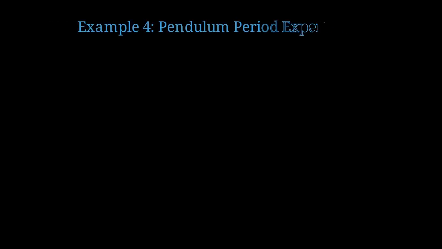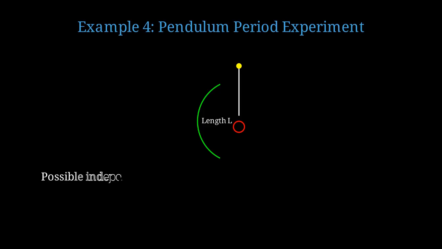Let's do one more detailed example. You're investigating what affects the period of a pendulum, the time for one complete swing. Here's a simple pendulum. A mass hangs from a string of length L. You pull it to the side and let it swing back and forth. What could you choose as your independent variable? There are several possibilities.